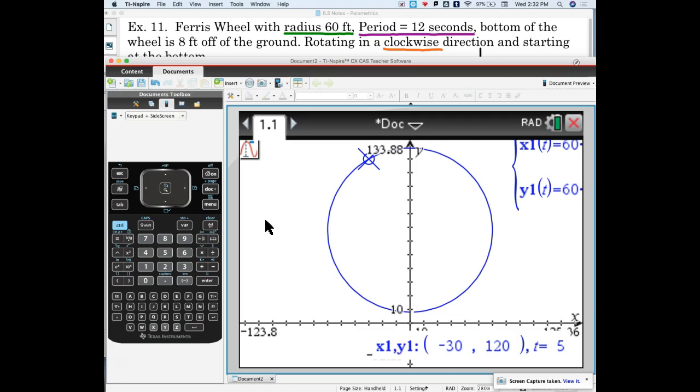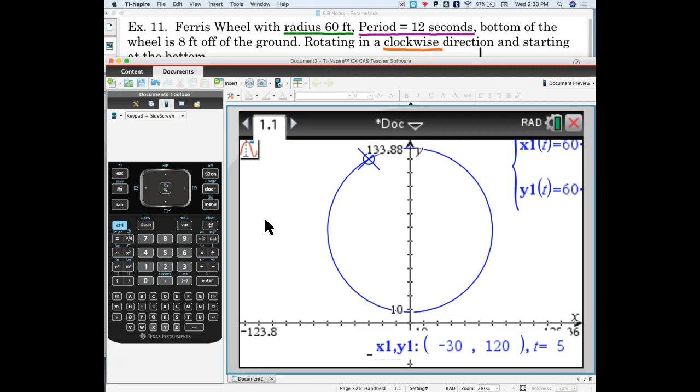Then it said, find me the position of the gondola 47 seconds into the ride. So you've got 2 options here. Option number 1 says that you can trace all the way around to 47 seconds. You can do that one of 2 ways.